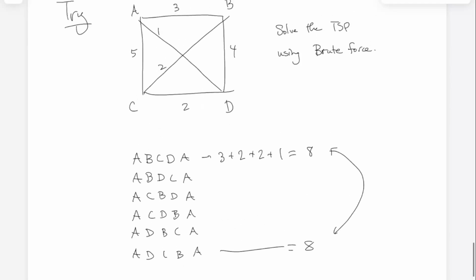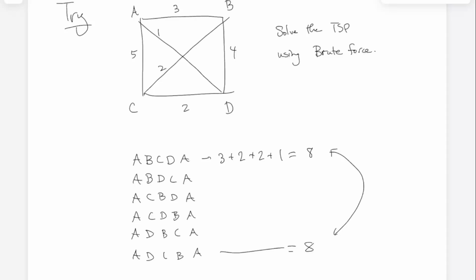The next one, A, B, D, C, A. That is A to B is 3, B to D is 4, D to C is 2, and C to A is 5. When I add up, I get 14. And the reverse of that is A, C, D, B, A, the very next one, right? So this one is also 14. Am I doing all right so far? I hope you get the same numbers.